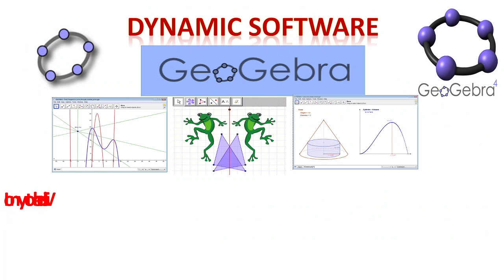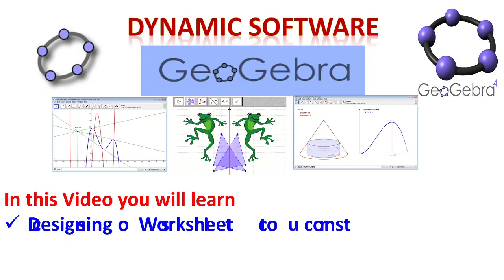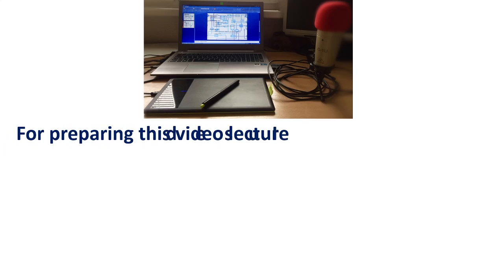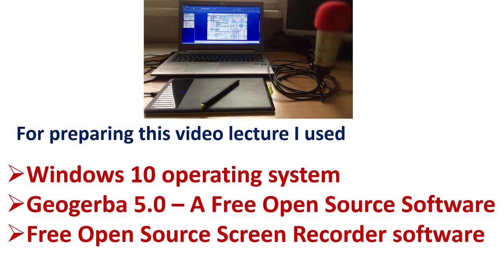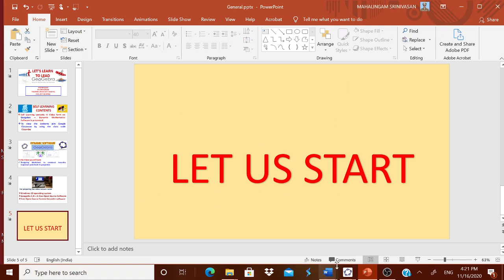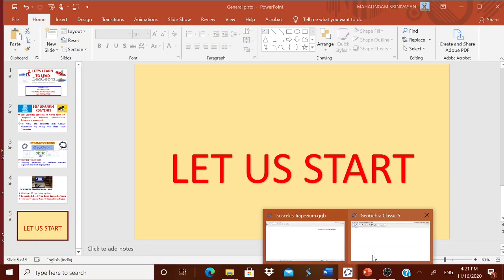73AUMBO. In this video, you will learn designing worksheet to construct Isosceles Trapezium and check its properties. For preparing this video lecture, I used Windows 10 operating system, a licensed version, GeoGebra 5.0, a free open source software, and free open source screen recorder software. Let us start. Let me show you what type of worksheet we are going to prepare.